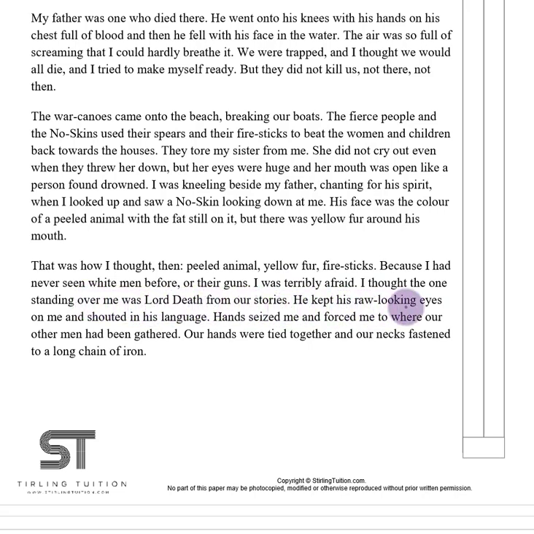He kept his raw-looking eyes on me and shouted in his language. Hands seized me and forced me to where our other men had been gathered. Our hands were tied together and our necks fastened to a long chain of iron.